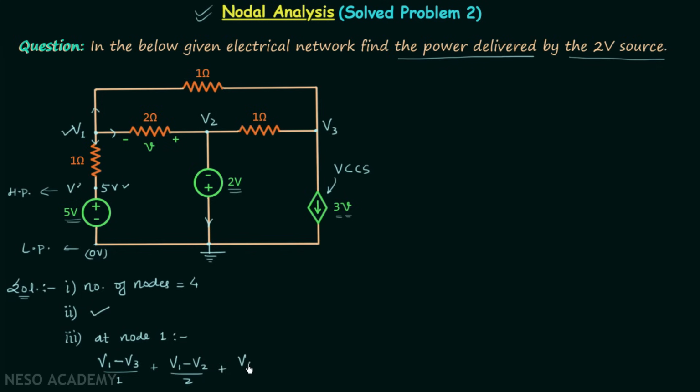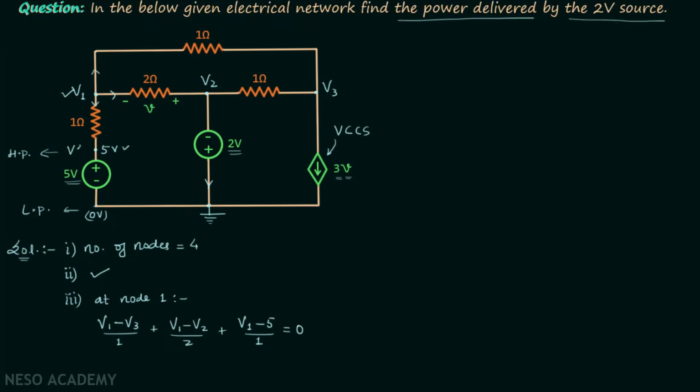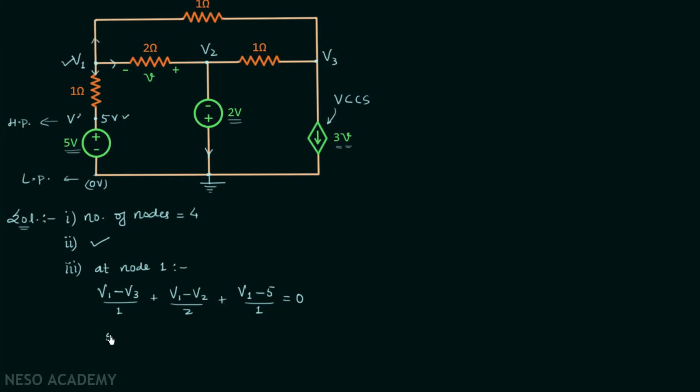So we have (V1 minus 5) divided by 1, and the sum will be equal to 0. Now when you simplify this, you will have 5/2 V1 minus V2/2 minus V3 equal to 5. Let's call this equation number 1.